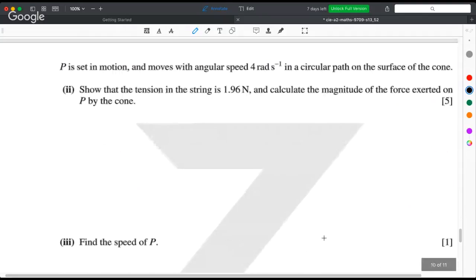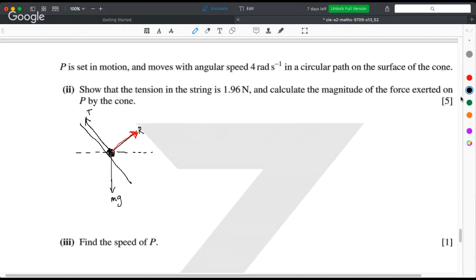Okay, so now they're sending p in motion around the cone with some angular speed, 4 radians per second. So let's think about this in a little more detail. It's the surface of the cone. Here's p. And it's being pulled by the tension of the string up like that. It's also got a reaction force coming out of the cone. That's R, that's T. And it's got mg acting vertically downwards as always. So this is our situation. Now I'm going to drop a coordinate system like so, and I'm going to start resolving along the coordinate system because they want us to find R. So that's our goal.